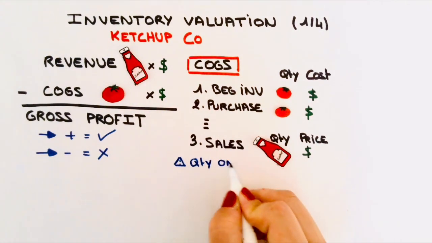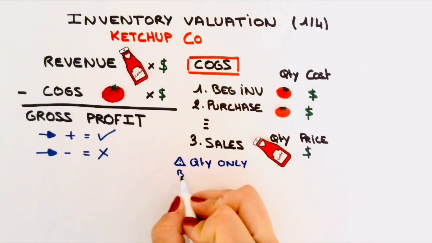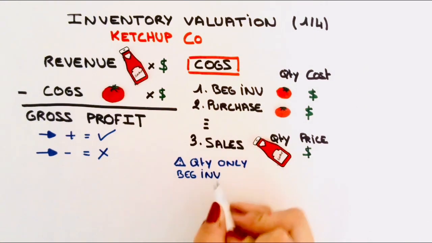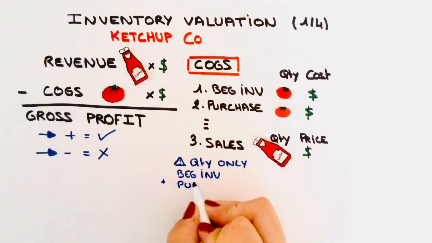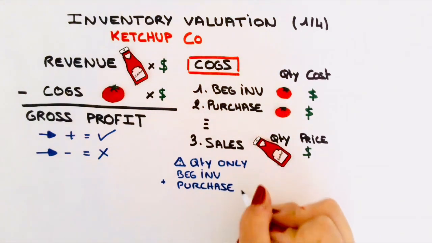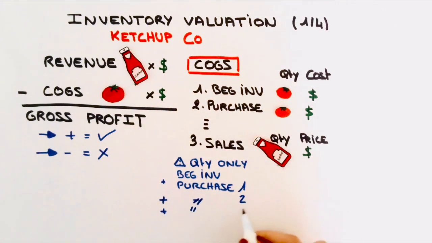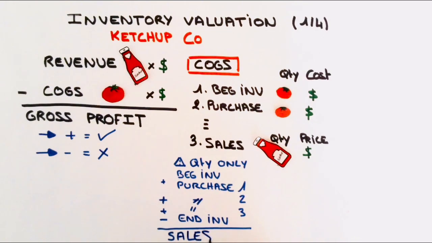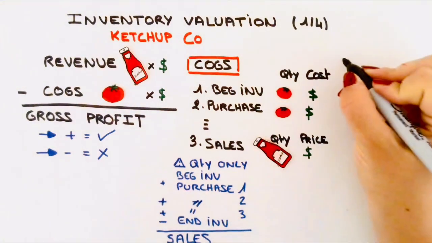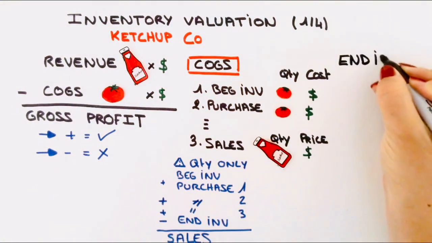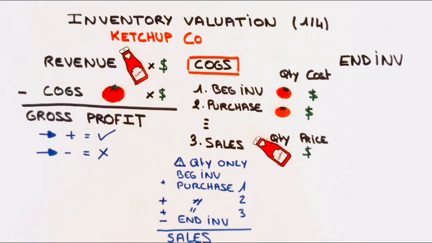Be careful. Sometimes you will not be given the number of sales. Instead, you will need to calculate it yourself with the ending inventory. In this calculation, we only care about quantity. So you take your beginning inventory and you add all the different purchases minus your ending inventory to find out the number of sales.